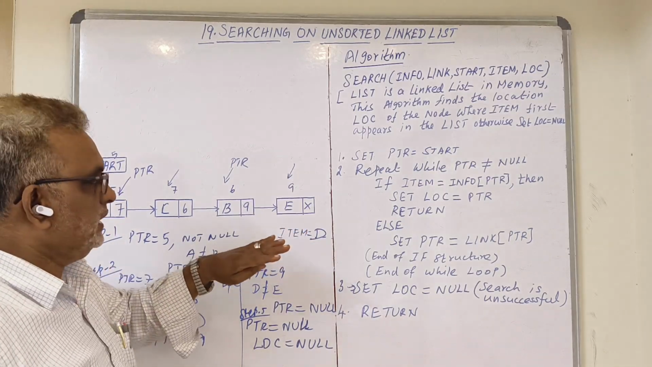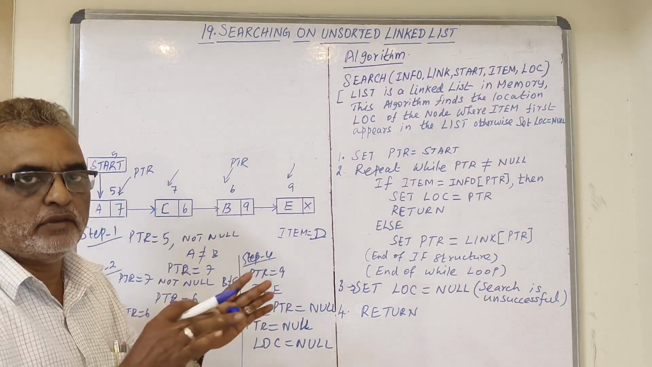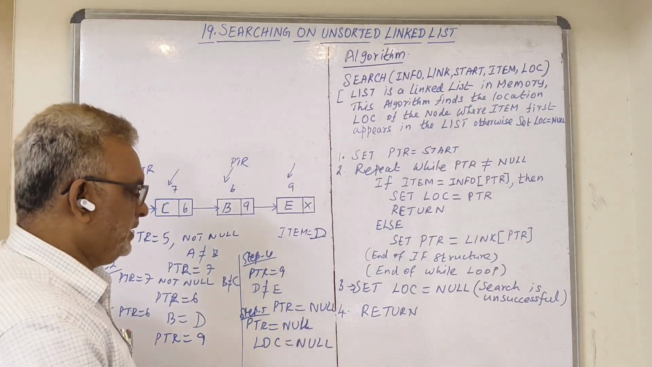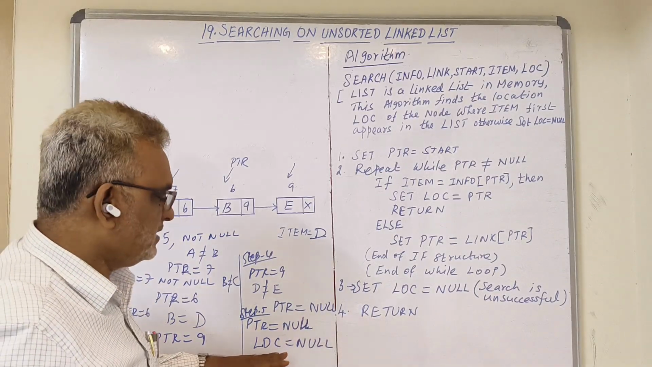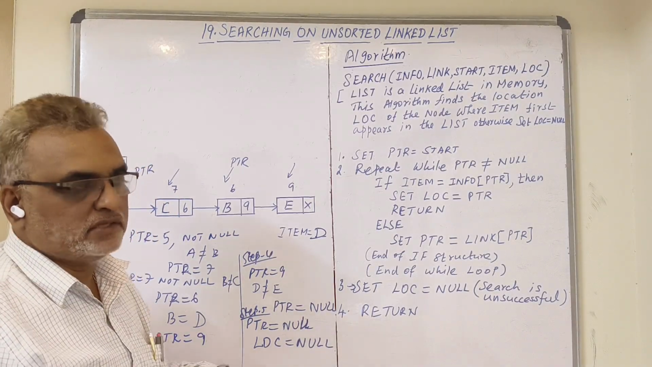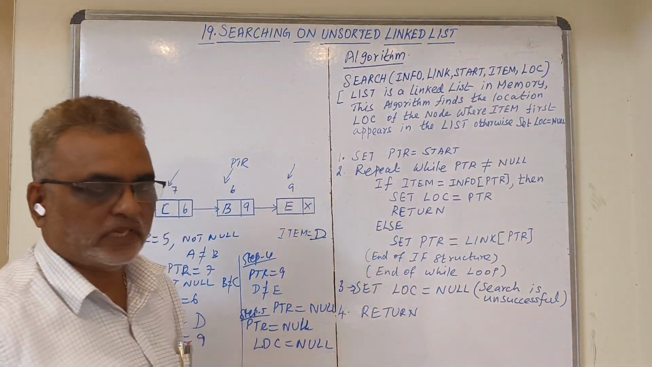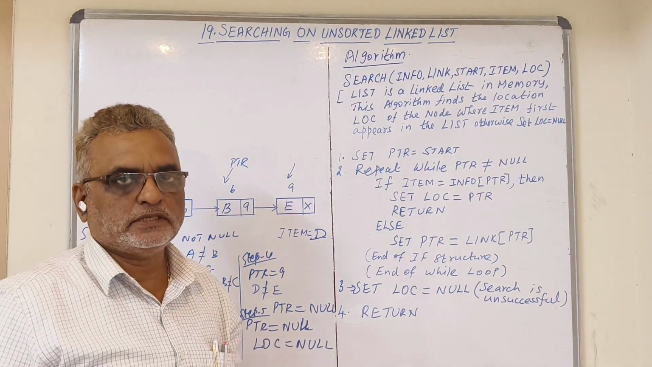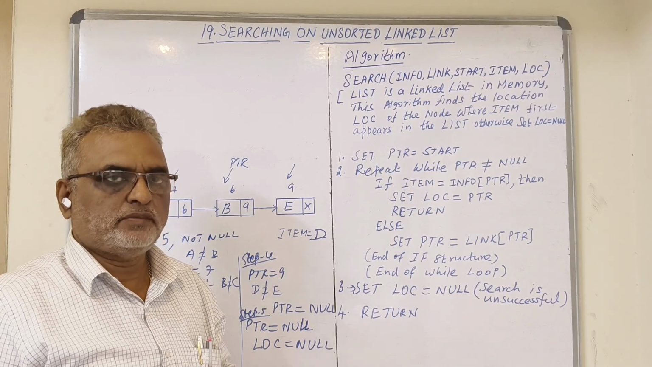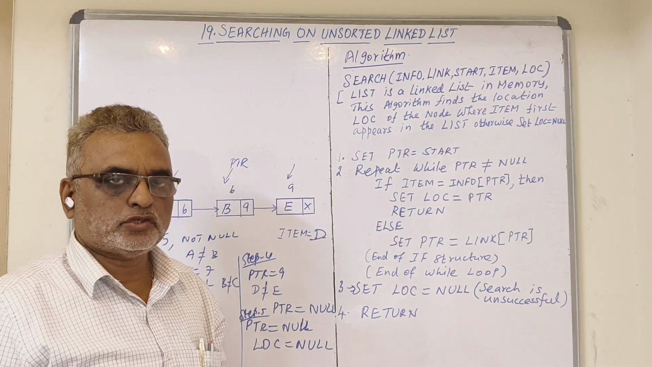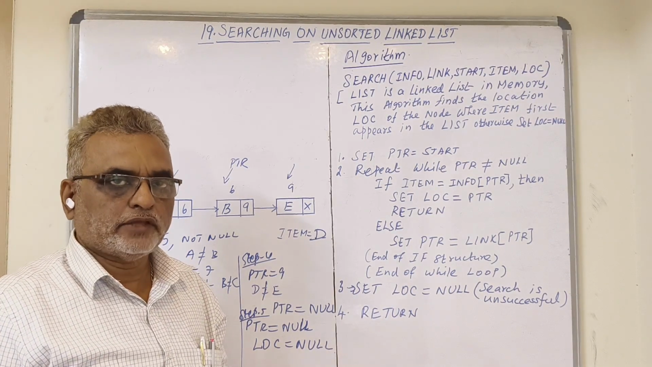So if the required value is available in the list, it will find out its location. If the required value is not available in the given list, it will simply give the result null, which means the search is unsuccessful. The required value is not available in the list. So this is a simple algorithm. I hope you understood the concept. Thank you. Keep watching.